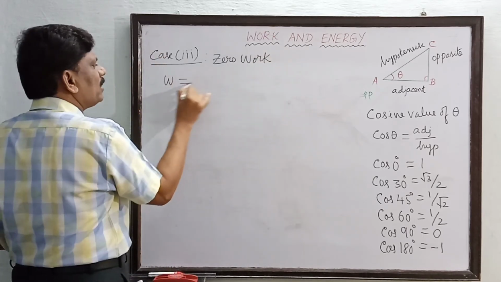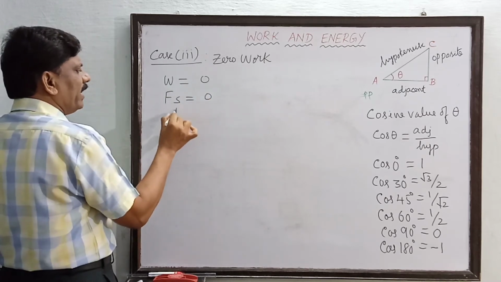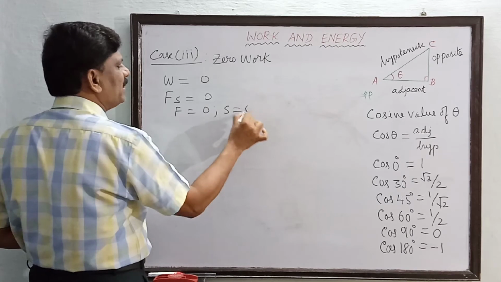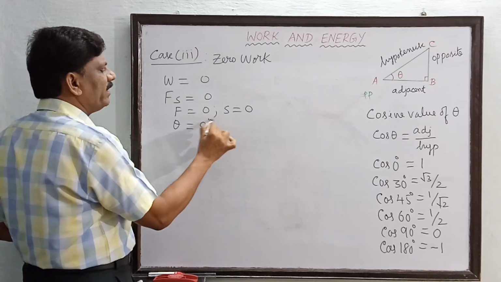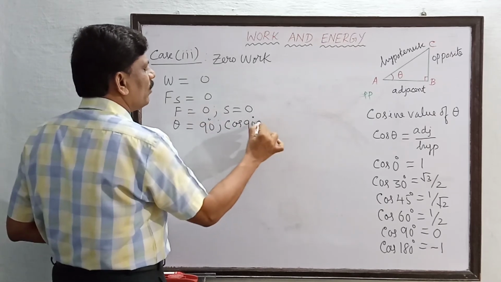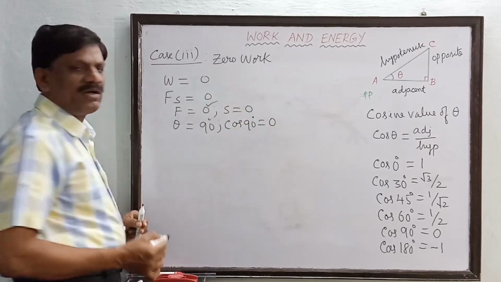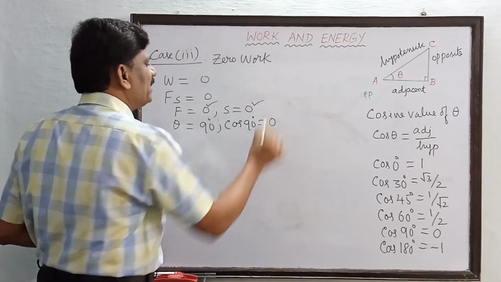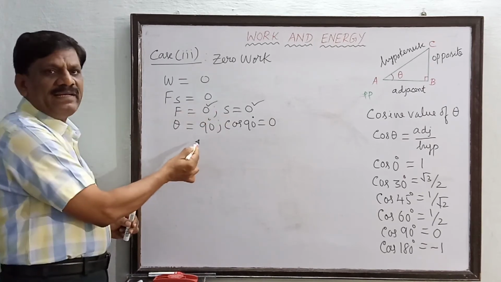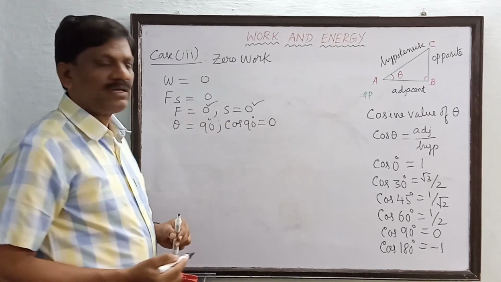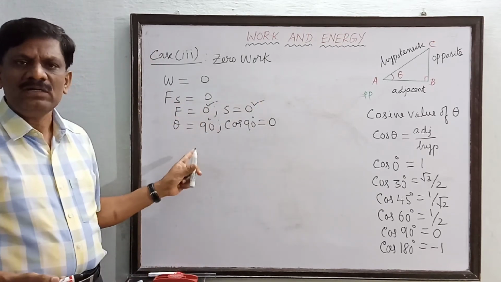So W is equal to 0 means F into S must be equal to 0. So either F is equal to 0, or displacement is equal to 0, or the angle theta between them is equal to 90 degrees, so that cos 90 is equal to 0. So how many conditions are satisfied? If F is equal to 0, work done is 0. If displacement is 0, work done is 0. Or if the angle between force and displacement is 90 degrees, then cos 90 is also equal to 0. Therefore work done is equal to 0. Under all these conditions, work done will be equal to 0.